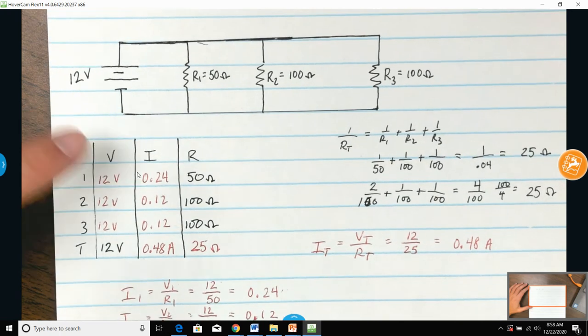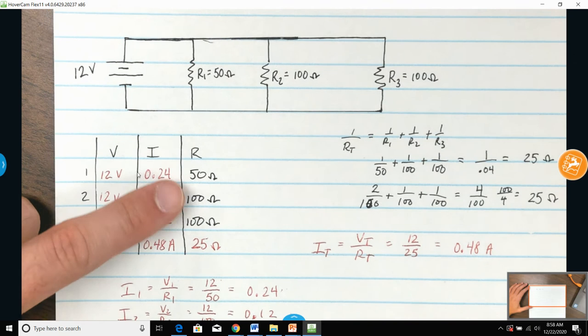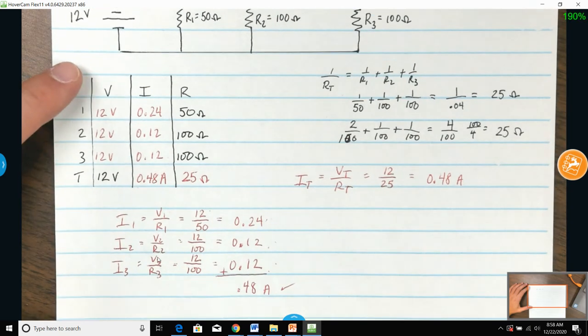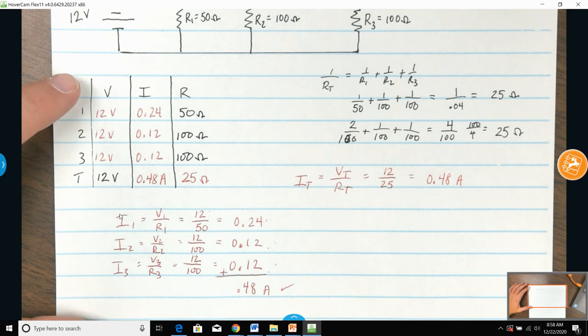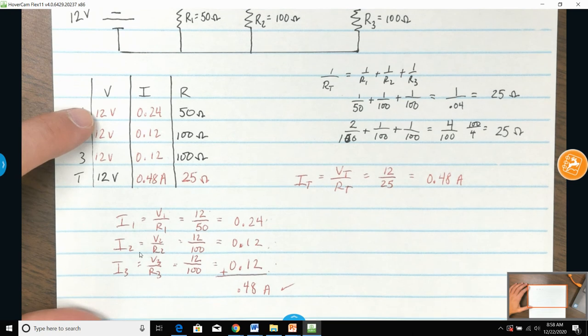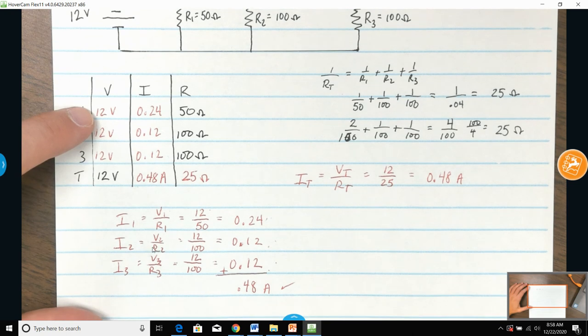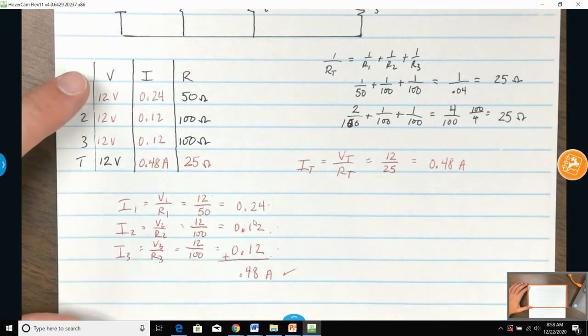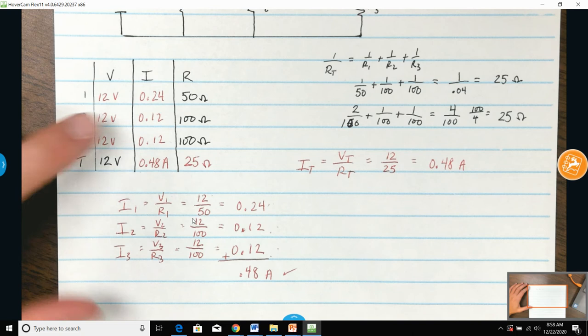And then you're only missing these pieces of information, I1, 2, and 3. So to find those variables, you're going to do your voltage V1 divided by R1. You get this number, V2 over R2 to get I2, V3 over R3 to get I3. And then add them together to make sure that they wind up equaling the total.